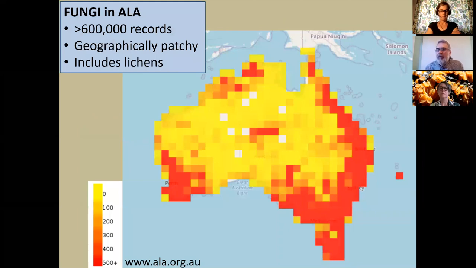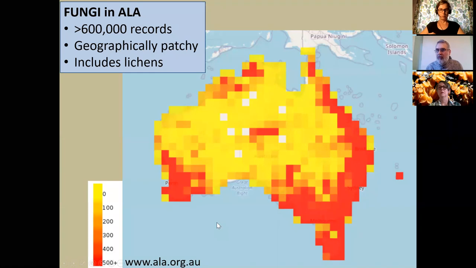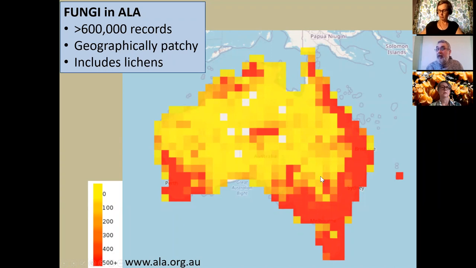And now there are more than 500,000 records of fungi in the ALA. That includes lichenised fungi as well as non-lichenised fungi like mushrooms. And this map just shows the density of records. So the red grids are where there's more than 500 individual records from that grid. So it's still fairly patchy right across Australia, but that's a lot of information. And compared to where we were several decades ago, there's been a real kind of turbocharging of information about fungi.